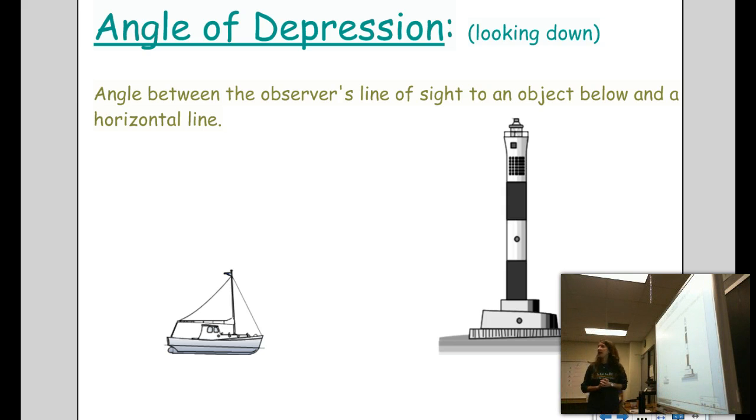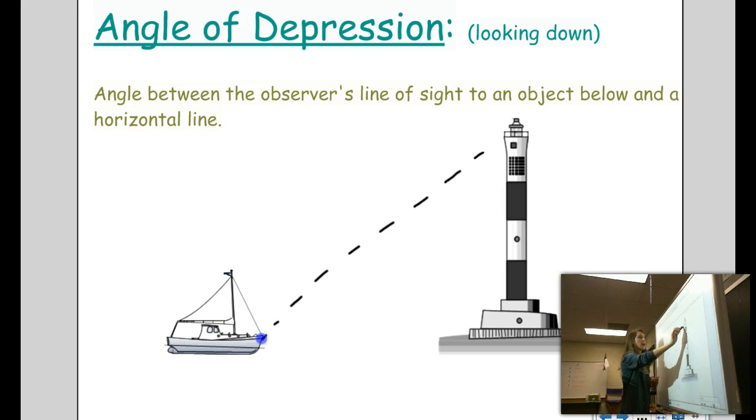So, on your notes page, you've got a boat and you've got a lighthouse. What I need you to do is pretend that you are hanging out in the boat and you are looking up to the lighthouse. So, I want you to draw your line of sight. Draw a dotted line from the boat to the lighthouse. That is called your line of sight. That is you staring at the lighthouse.